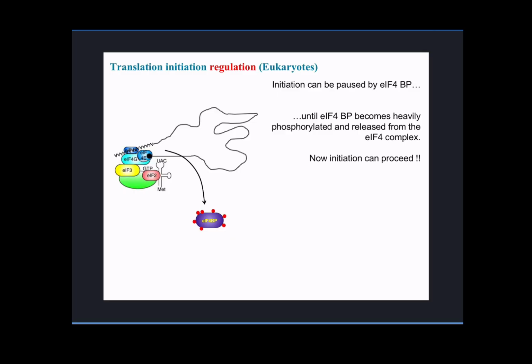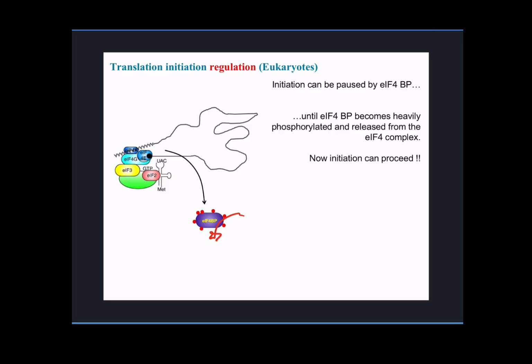And then later on, can that be dephosphorylated and added back to it? Yes. So the question is, are these phosphorylations reversible? And the answer is absolutely yes. So just like there are kinases that add the phosphate, there are phosphatases that take them out, right? And make that EIF4BP able to bind mRNAs again.